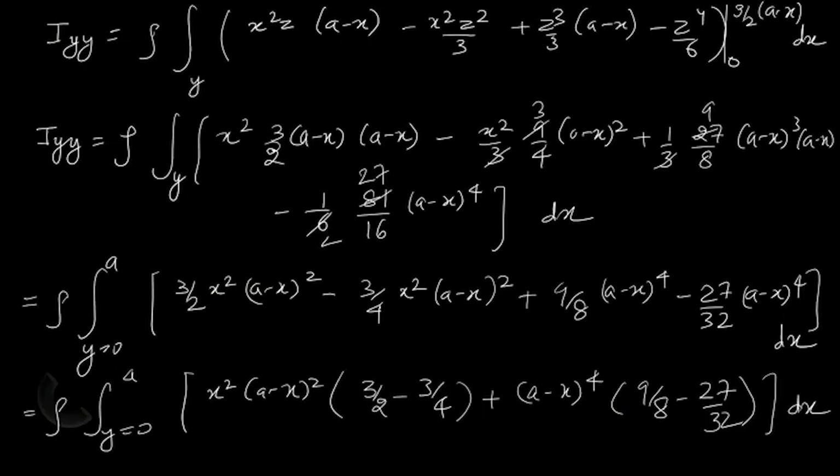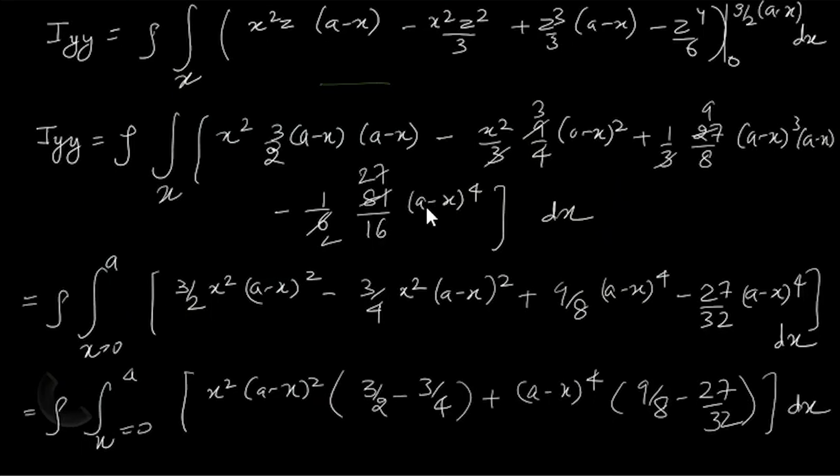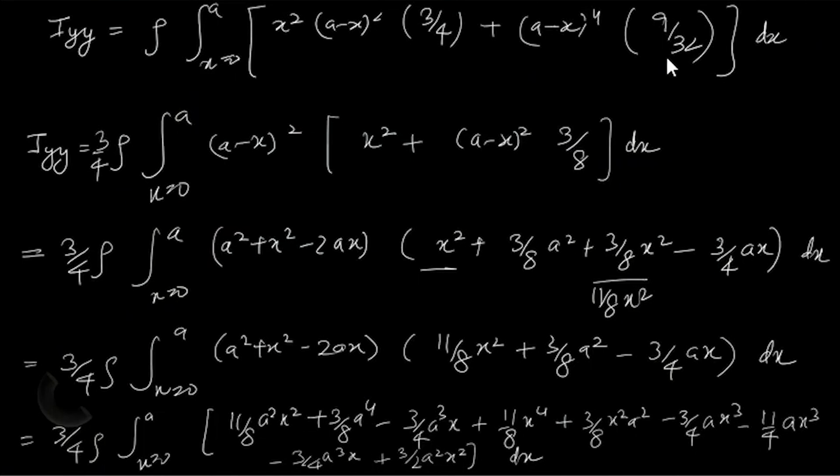So we are here with x square (a minus x) whole square, 3 by 2 minus 3 over 4, plus (a minus x) to the power 4, 9 over 8 minus 27 over 32. So substituting the limits, we get this expression. So you can pause the video and check the steps. So these are the similar steps you can do on your own.